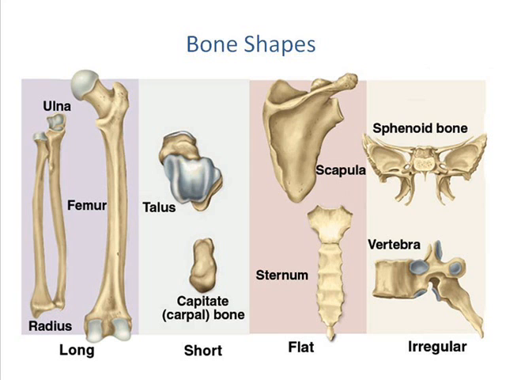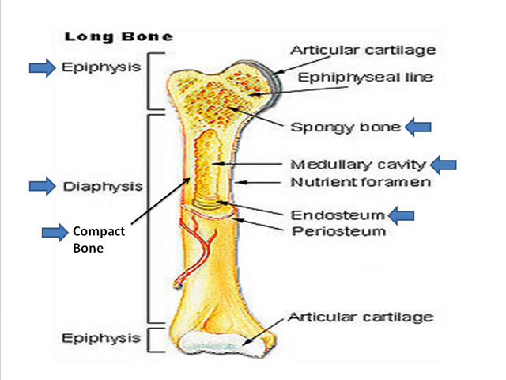Here we have bone shapes. The skeletal system is made up of four different bone shapes: long bones such as radius or femur, short bones like those in the hands and feet, flat bones like the sternum and scapula, and irregular bones such as the vertebra. Now in this lab we have two types of bone tissue: compact bone and cancellous bone. Another name for cancellous bone is spongy bone.